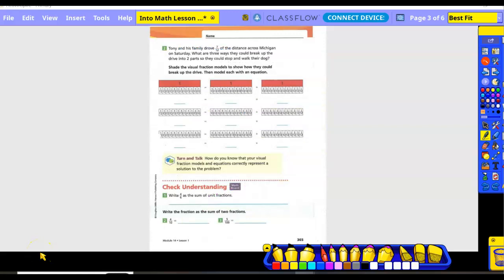Number 2, Tony and his family drove 7/12 of the distance across Michigan on Saturday. What are 3 ways they could break up the drive into 2 parts so they could stop and walk their dog? Shade the visual fraction models to show how they could break up the drive. Then model each with an equation. Okay, so the first one, they said they drove 7/12 of the distance, right? So we would write 7/12 here, and then how many of those do I shade? 7, right?